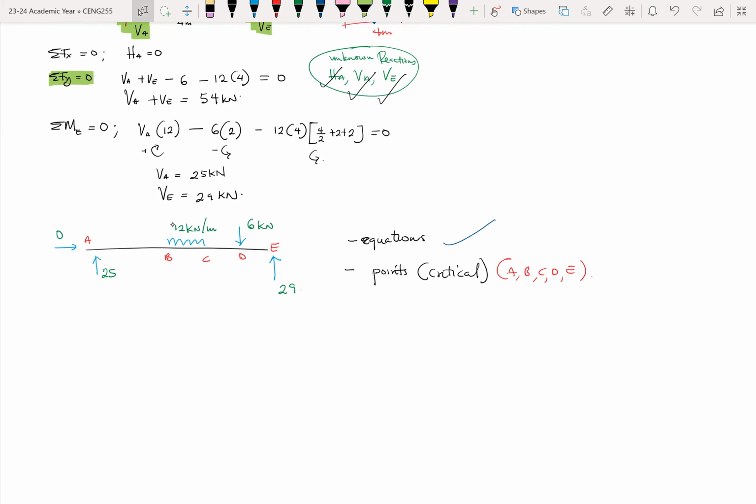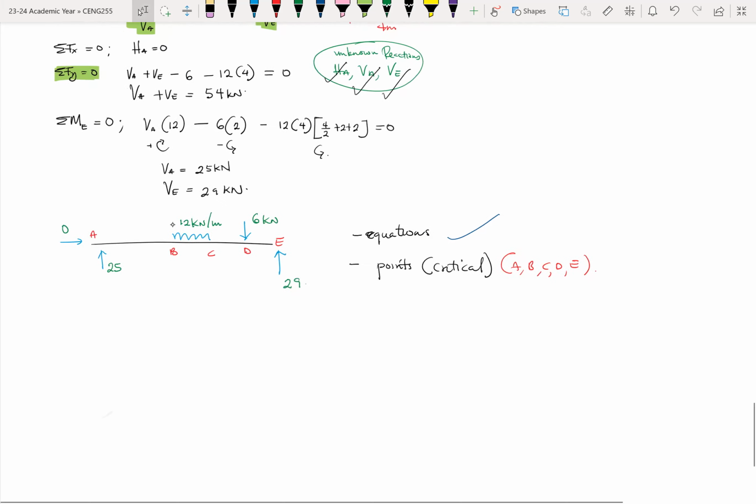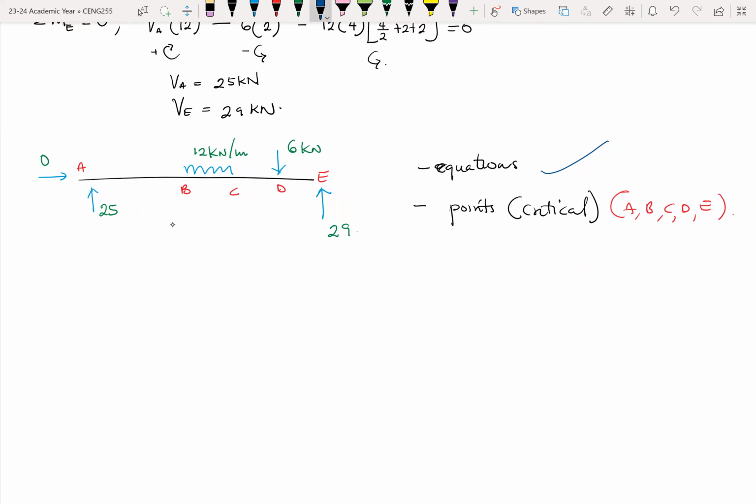So let me just write here shear force diagram, because that's what we are doing next. I'm trying to draw the shear force diagram. Okay. So the shear force at A will be 25 kilonewtons.